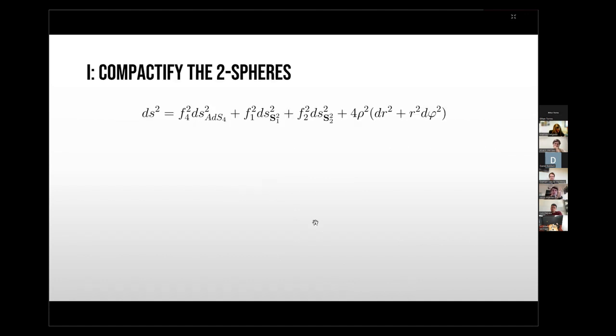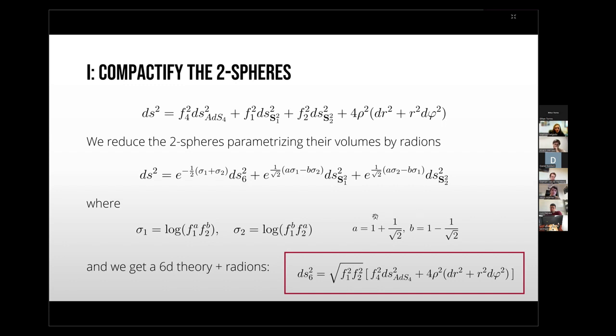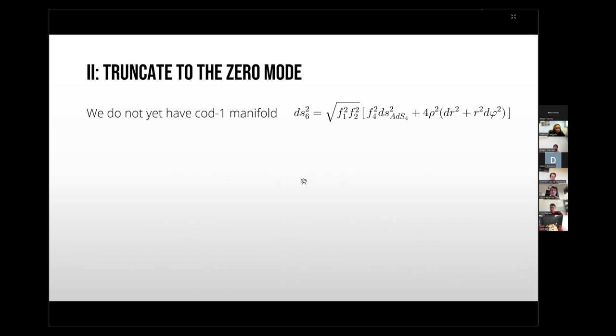In detail, the first step is to compactify the two spheres. We have our general metric, as I presented before. We will reduce on the two spheres, parameterizing their volumes, each one by a radion, and writing our metric in this way. This 6-dimensional metric encodes the physics of the AdS4 and the Riemann surface. And the radions are given by these functions of the warp factor with this coefficient. So we get a 6-dimensional theory, with this metric, plus the radions, the scalar fields that parameterize the volume of the two spheres. But we do not have yet a codimension 1 manifold. We have a codimension 2 manifold, and we want a codimension 1 manifold.